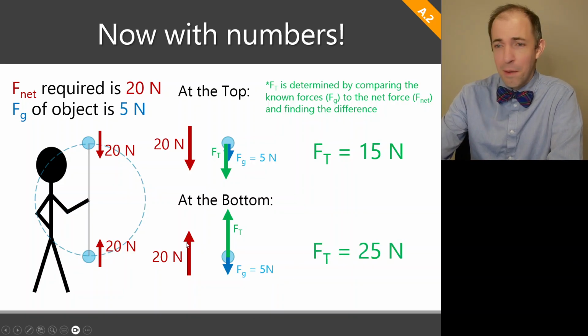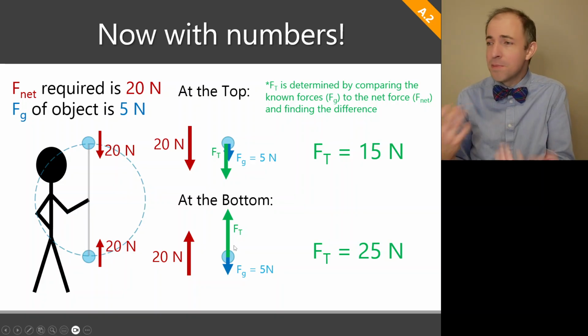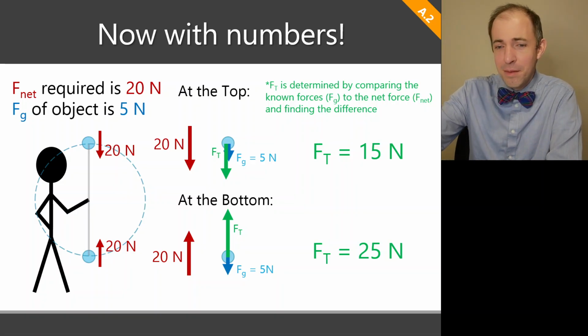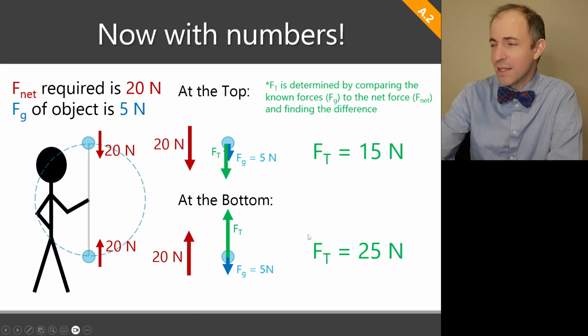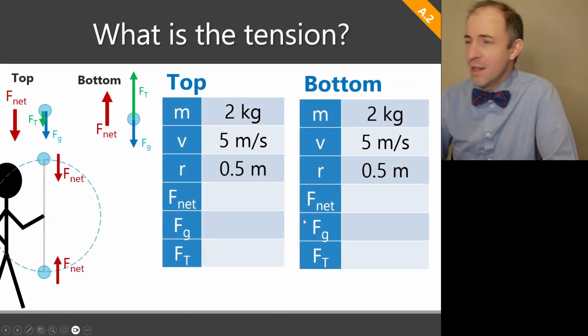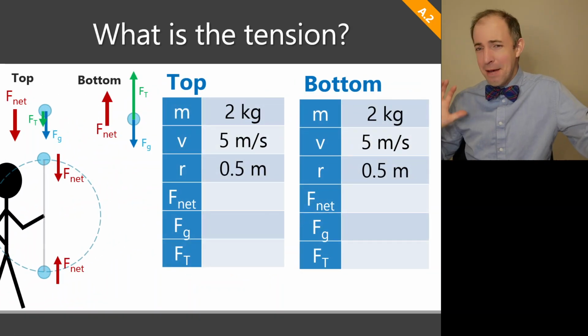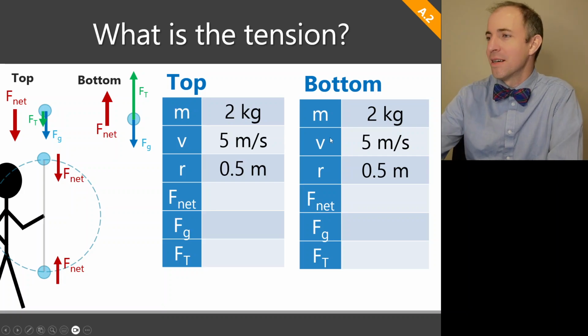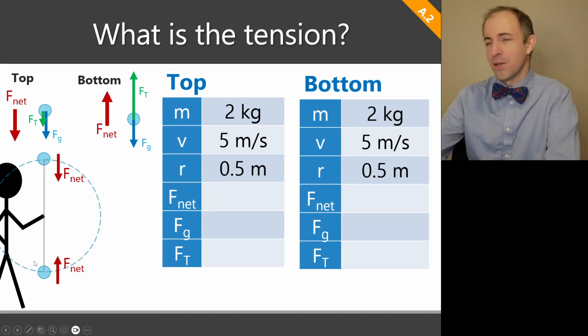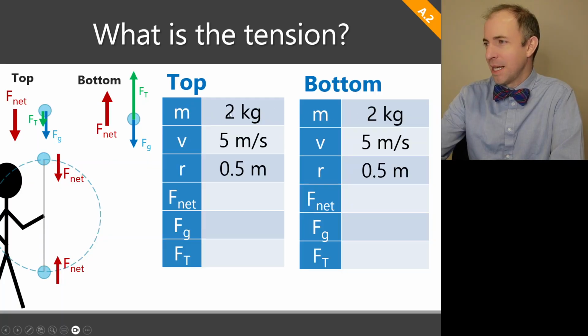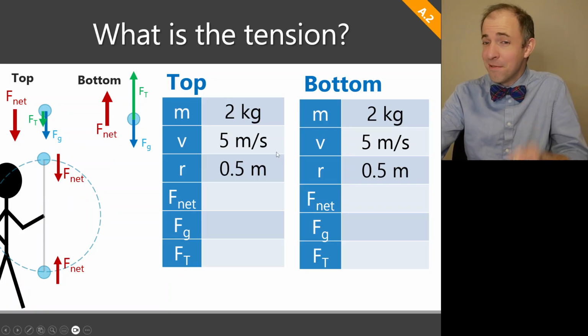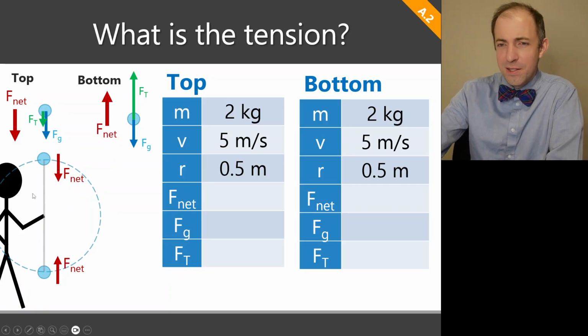Now, the actual math to do these isn't very hard. The hardest part about this is identifying the problem and setting up your drawing in the correct orientation. So let's take a step back and actually calculate all the numbers here. Here we've got a ball that's moving around. We're going to assume, again, uniform circular motion. So this ball remains the same 2 kilograms and has the same velocity at the top and the bottom. This velocity is 5 meters per second, which means it's v, the linear velocity. R is the radius, so the length of the string is 0.5 meters.